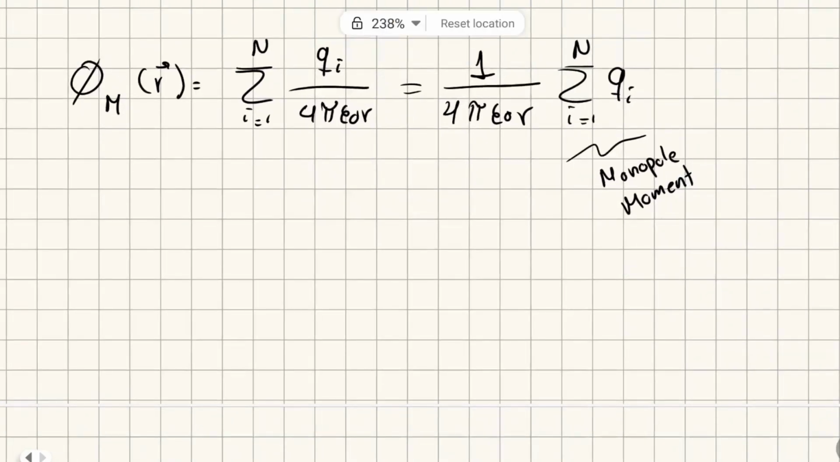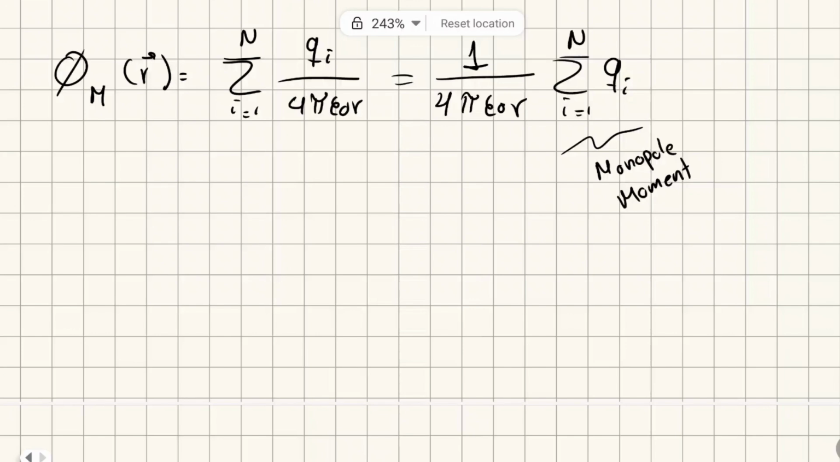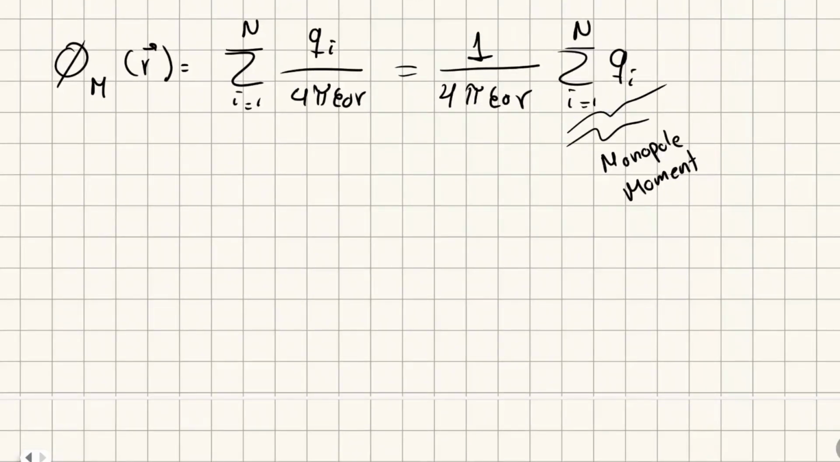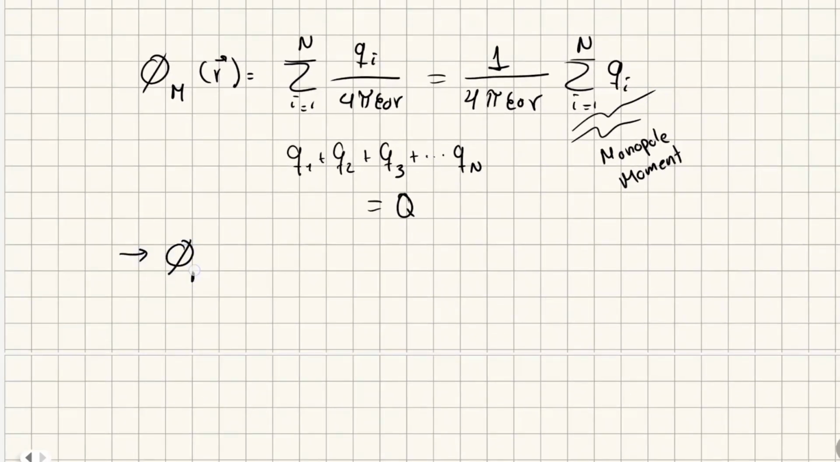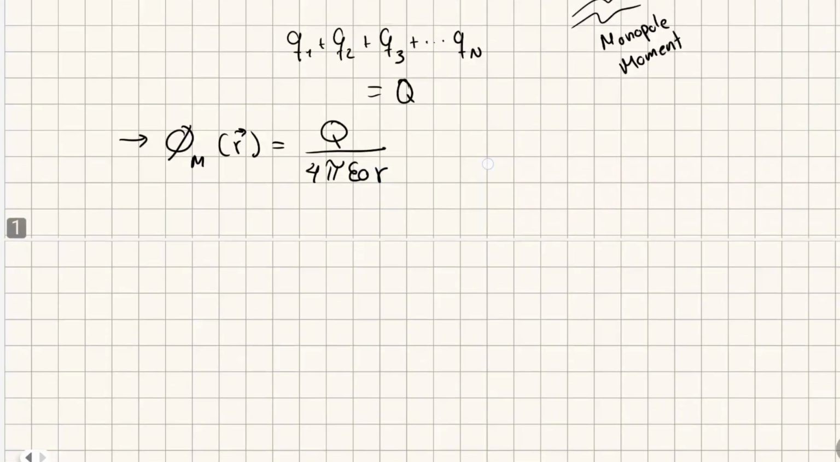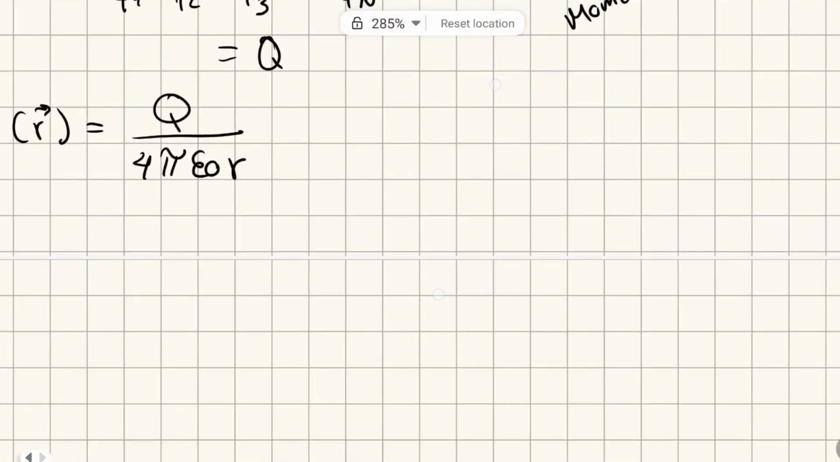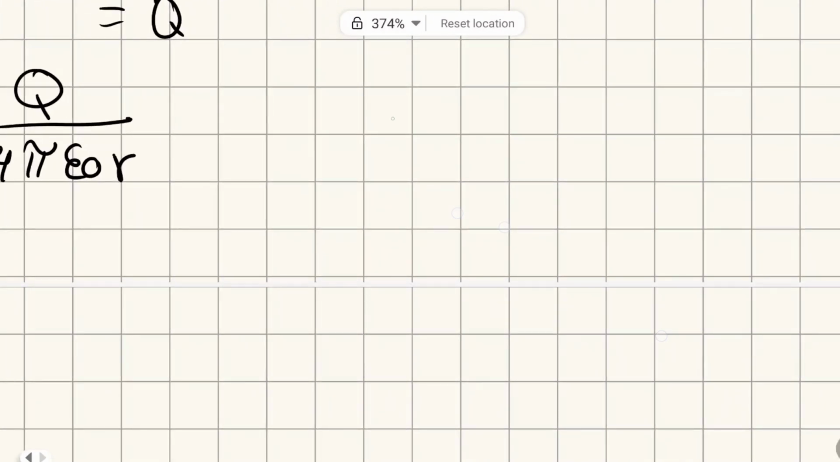Looking that we have a discrete distribution of electric charges, it is easy to notice that the sum of these qi's, q1 plus q2 plus q3 all the way up to qn, is just going to be the total charge of the system, and we are going to name that charge as Q. So we can say then that the monopole term of r is just going to be Q over 4 pi epsilon 0 r, which is very similar to the electric potential generated by just one charge.